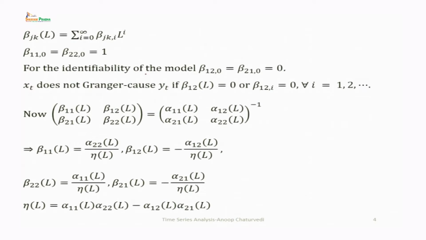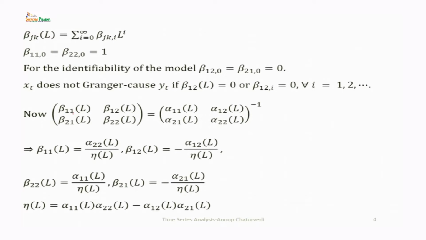Then for the identifiability of the model, we also take beta_12,0 or beta_21,0 equal to 0. Otherwise, what happens? Both the models look alike, so you will not be able to distinguish between the two. So, we take beta_12,0 and beta_21,0 equal to 0. Then X_t does not Granger cause Y_t if beta_12(L) is equal to 0, or beta_12,i is equal to 0 for all i.